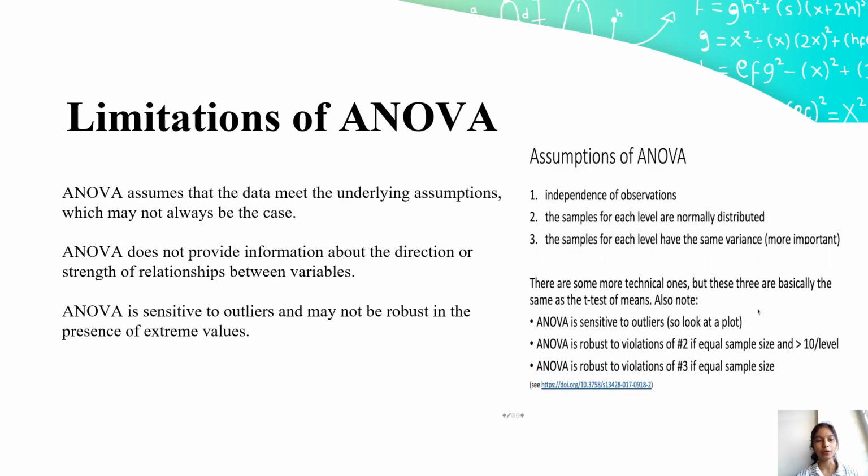Limitations of ANOVA. ANOVA assumes that the data meet the underlying assumptions, which may not always be the case. ANOVA does not provide information about the direction or the strength of the relationship between the variables. ANOVA is sensitive to outliers and may not be robust in the presence of extreme values.